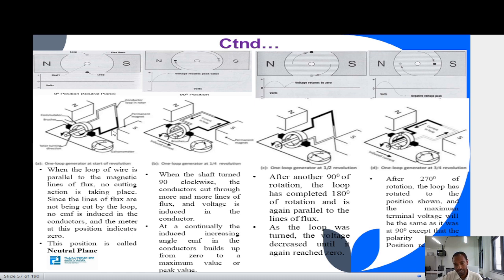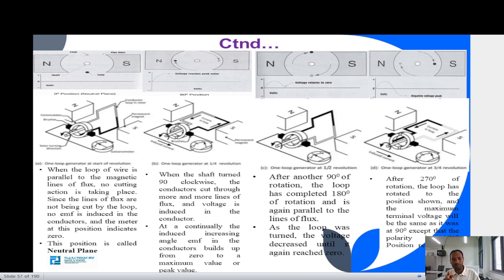Now with respect to the beginning, it is going to be 180 degrees. So the loop has completed 180 degrees of rotation and is again parallel to the magnetic flux, which is the same as this one, but in the opposite direction. As the loop turns, the voltage decreases until it reaches 0. It was maximum in the previous case, and we keep on rotating another 90 degrees.